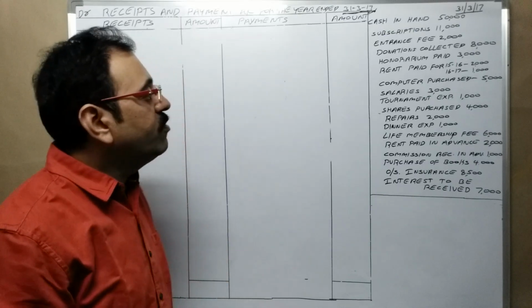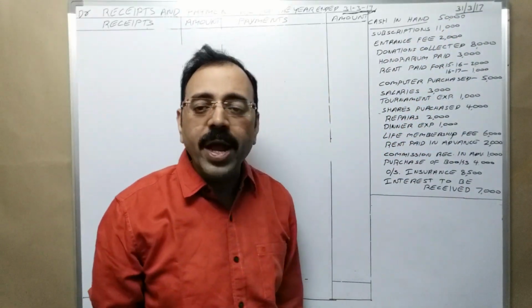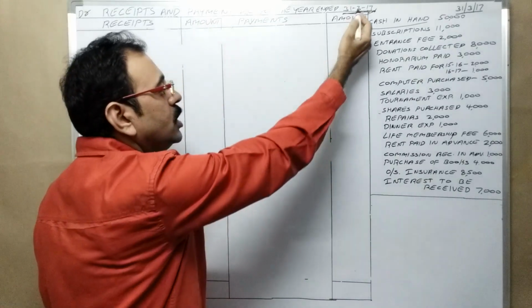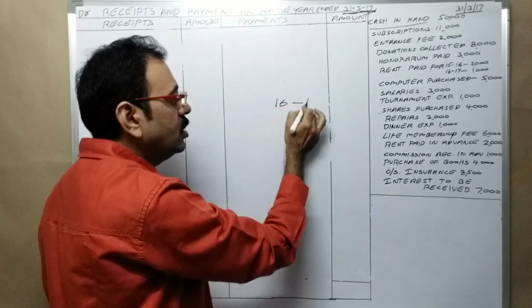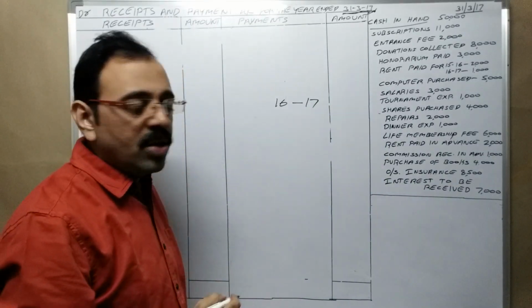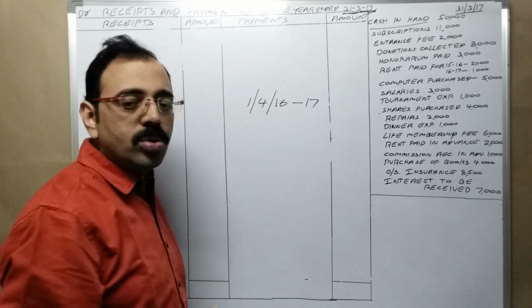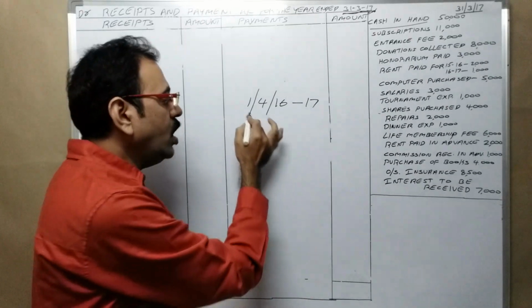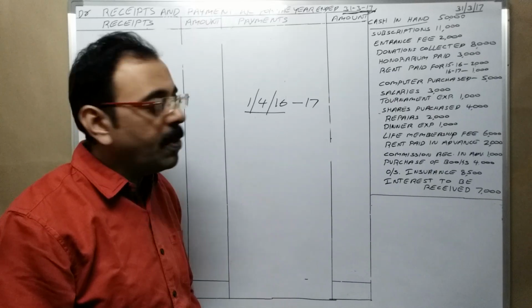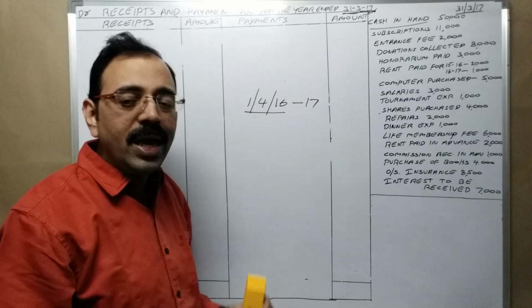Then, first what? Cash in hand. This is called opening cash balance. Our accounting year is 2016-17. Since they are following financial year, what is the starting date? 1st April 2016. On that day, how much cash we have in the organization? 50,000 rupees. This is called opening cash balance.